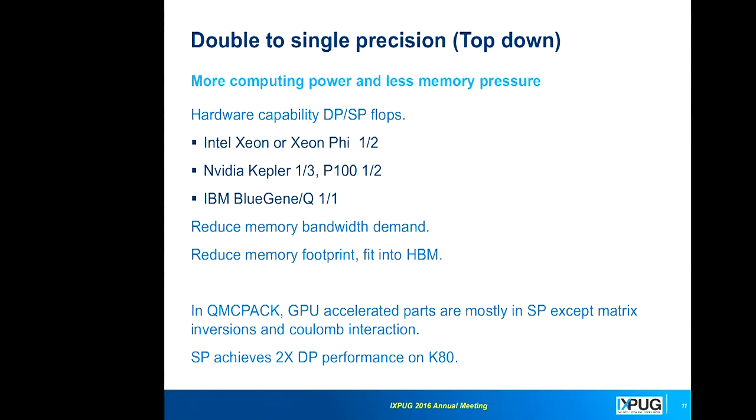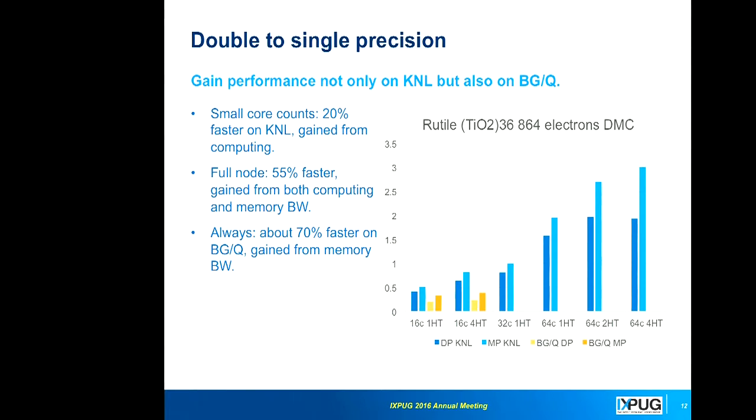In the past, in QMCPACK, we learned that the GPU-accelerated parts are mostly done in single precision. So it seems fine. As long as you handle the critical parts with double precision carefully, you can mostly use single precision, and you get a huge speedup on the code, for example 2x. So you have to try to port the code to single precision.